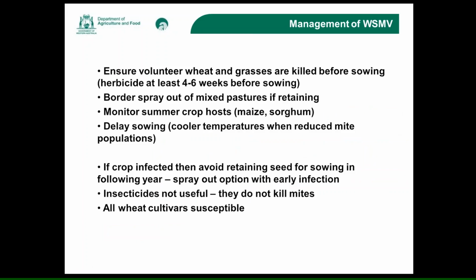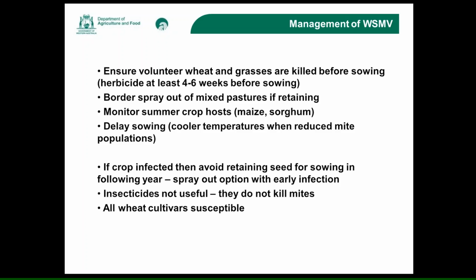So when we're looking at management for wheat streak mosaic virus, we have found in the past that the best thing is to make sure that there is no overlap between the volunteer wheat and grasses and the emerging crop. So we're suggesting 4 to 6 weeks to allow those plants to completely die off, so that the mite populations reduce and the virus levels reduce as well. Having the border spray is another management strategy if you're retaining those mixed pastures.